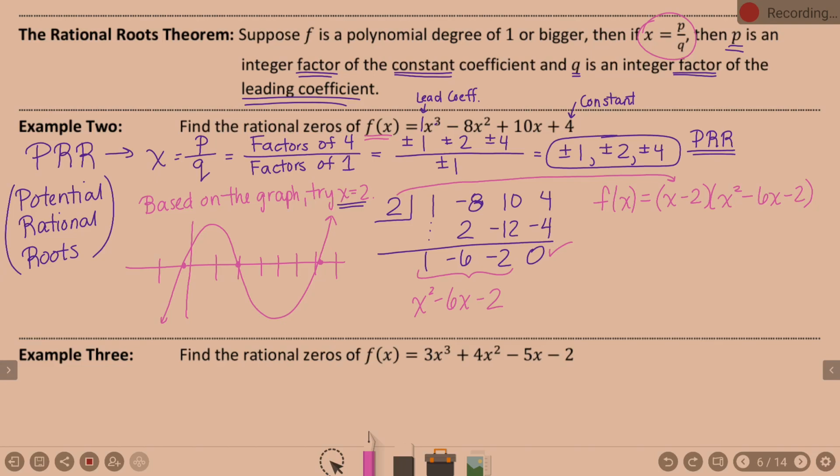Now, our question on this particular problem was to find all rational zeros. Rational means I only want zeros that can be expressed as a fraction. We know from this, we already found a 0 of 2, yes?